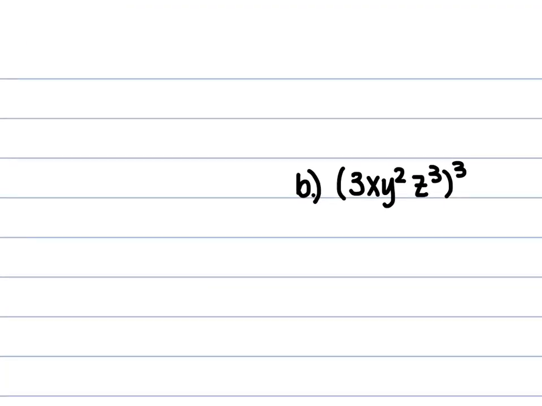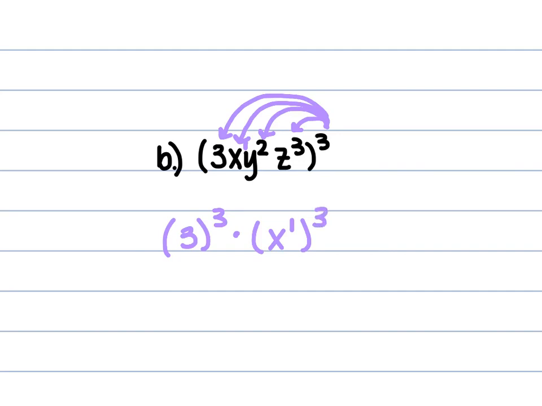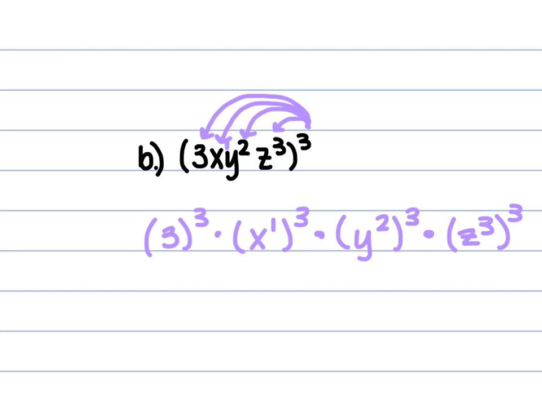If we look at B, we have 3xy squared z cubed, all raised to the 3rd power. So again, this 3 as the power on the outside of the parentheses is going to go to the z cubed. It's going to go to the y squared. It's going to go to the x, which is raised to the power of 1. And it's also going to go to that 3. So we're going to have 3 cubed times x to the 1st power cubed times y to the 2nd power cubed times z cubed raised to the 3rd power.